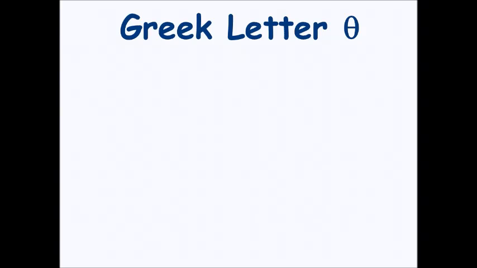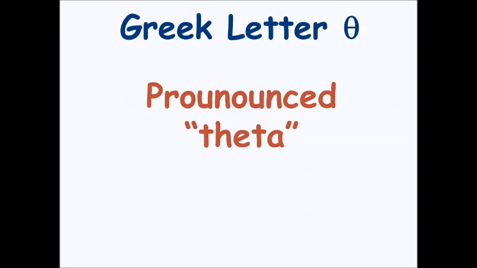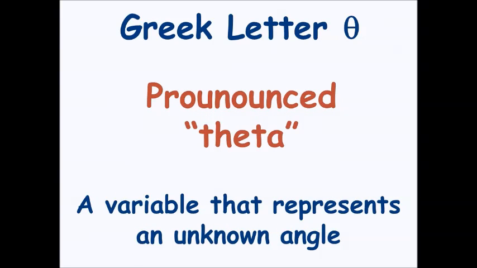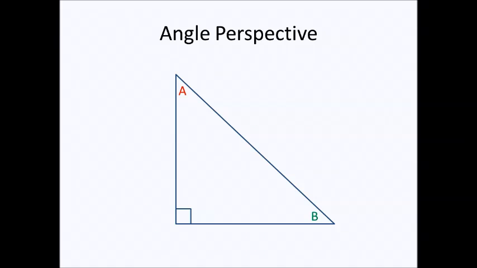The Greek symbol in the upper right corner is pronounced theta. It's a variable that represents an unknown angle. The box in the lower right corner of the triangle indicates that this is a right triangle. A right triangle has an angle which measures 90 degrees. The side across from the right angle is called the hypotenuse.